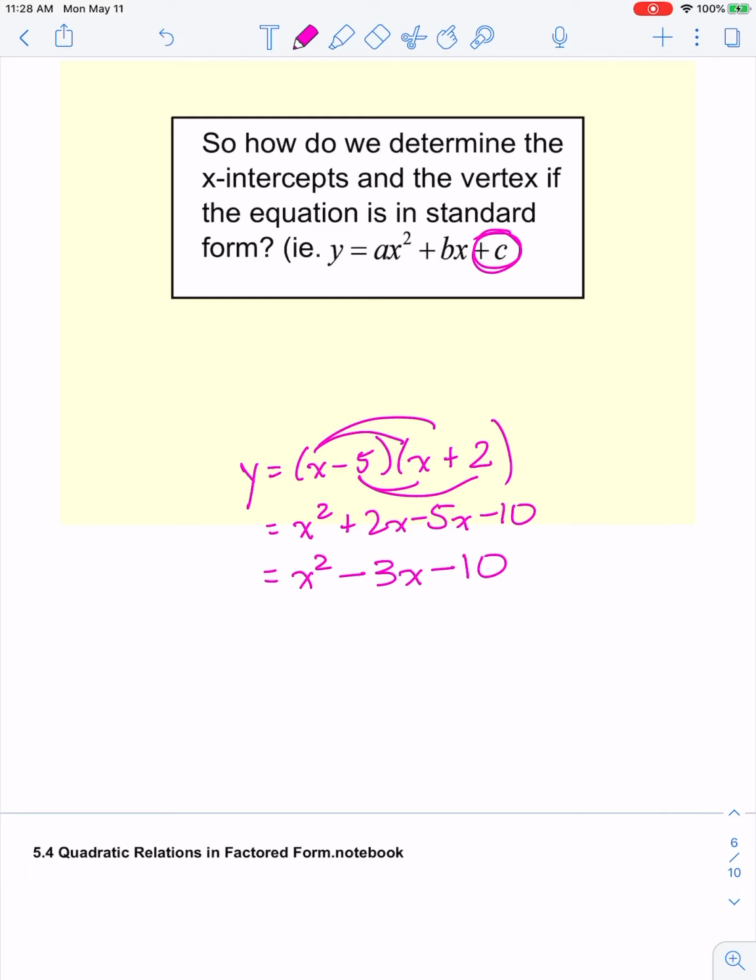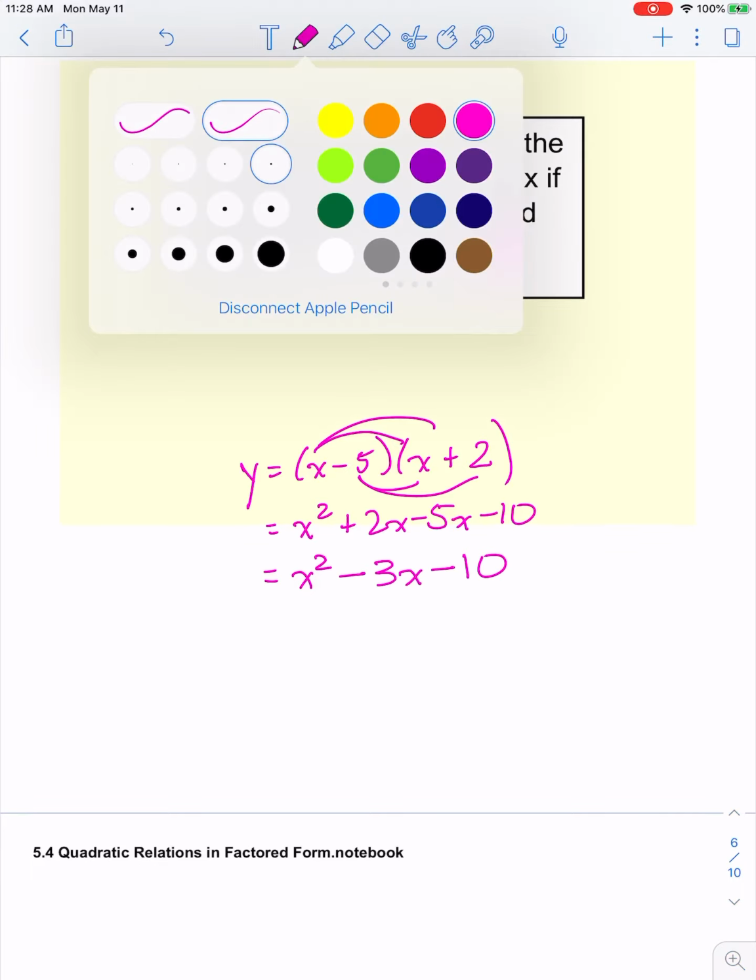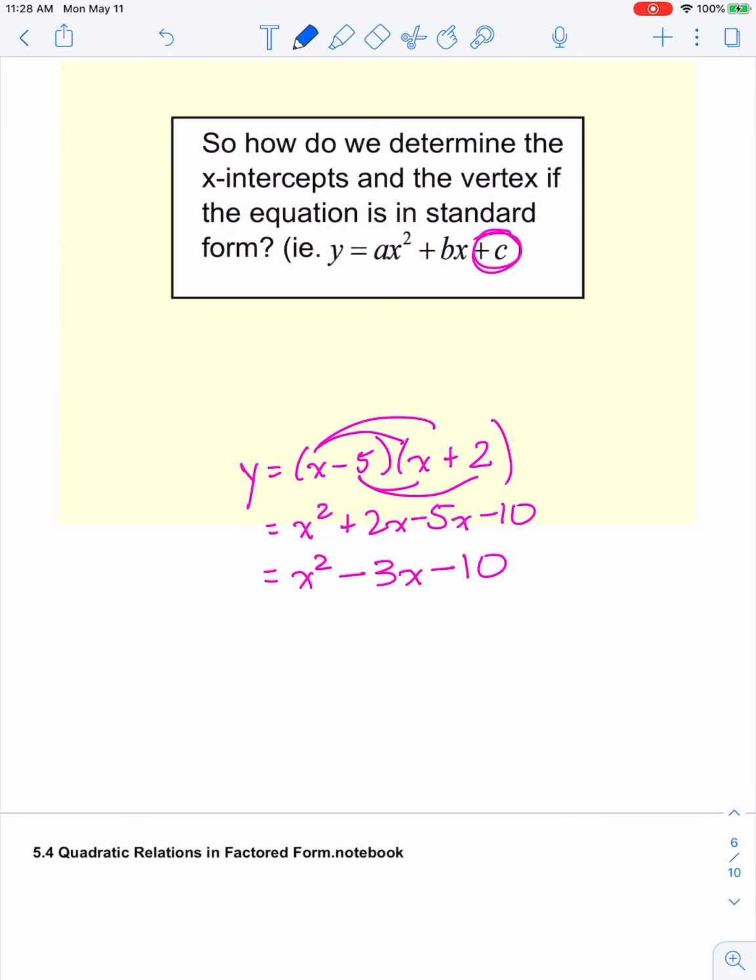Now I want you to think about this for a second, and stop the video if you have to. How does this form and this form relate to each other? How do these numbers here relate to these numbers here? Think about that for a second. Stop the video if you need to think about it.